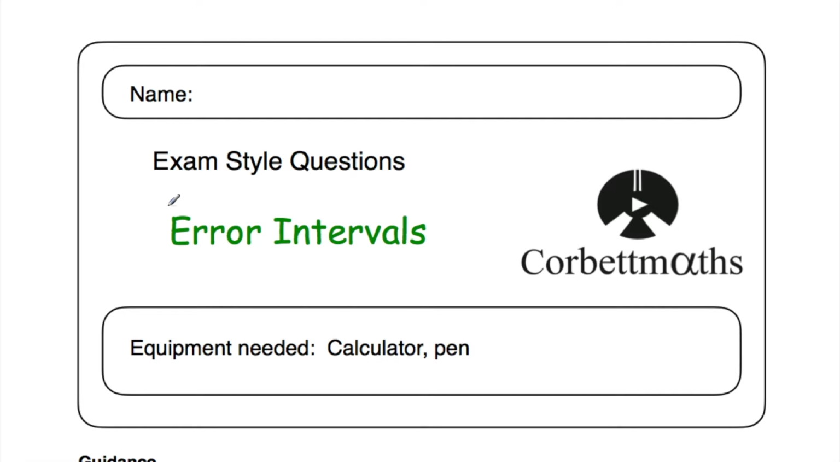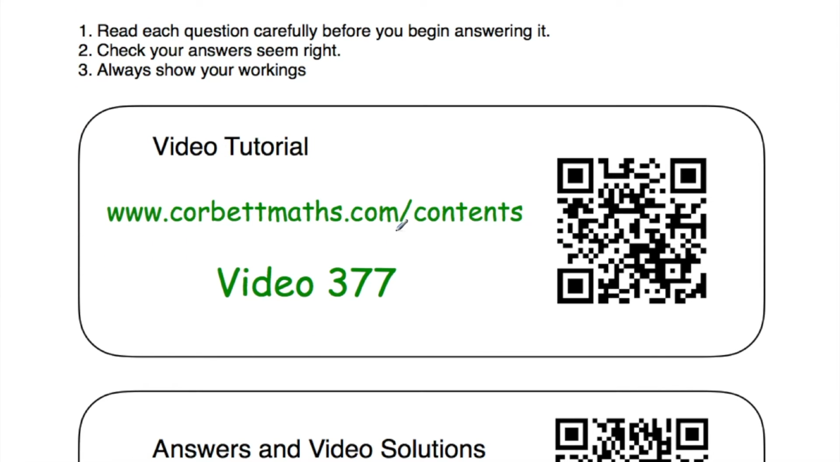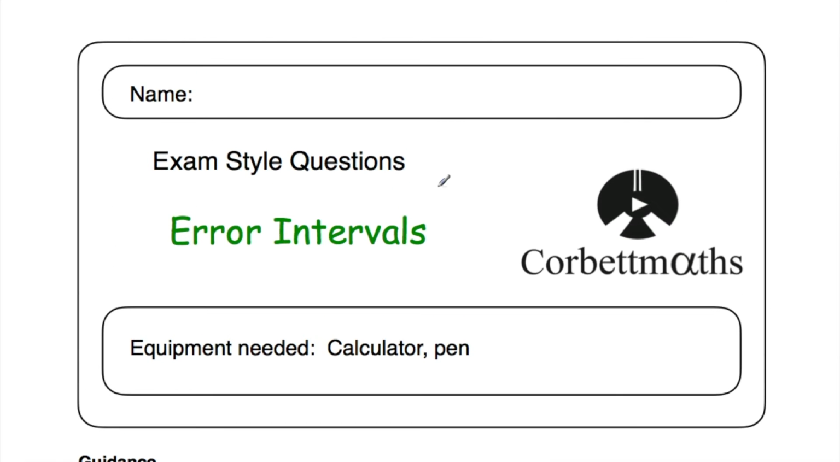In this video, we're going to look at the video solutions to the error intervals practice questions. If you need any extra help on error intervals, go to corbettmaths.com/contents and scroll down to video number 377, there's a dedicated video tutorial there on error intervals. Alternatively, you could scan this QR code. But in this video, we're going to focus on the video solutions to the practice questions, so let's get started.